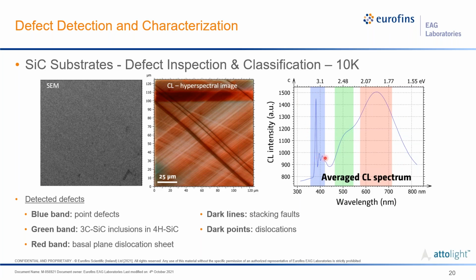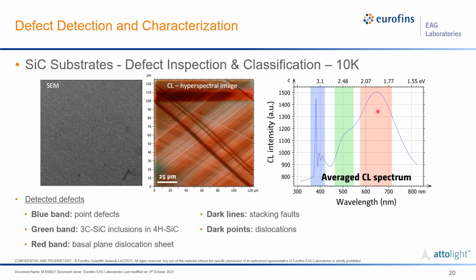And so then we can do this notch filtering again with blue, green, and red. Here the blue band is denoting point defects. So this is the emission coming from different point defects in the substrate, and the green band shows us where the 3C silicon carbide inclusions are. You can see a little bit here and a little bit over here more.